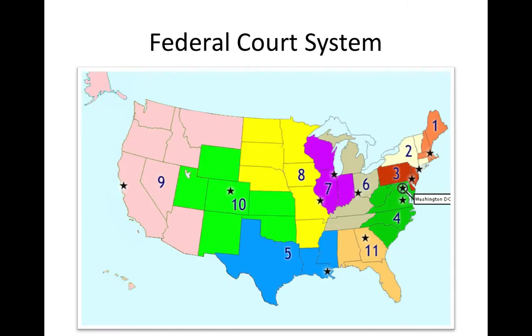So back to the way that the federal court system is organized, you can see here that Texas is in the Fifth Circuit. Oklahoma, our neighbor to the north, is in the 10th Circuit, and the Fifth Circuit sits in New Orleans. And of course, Washington, D.C. has its own Circuit Court of Appeals.